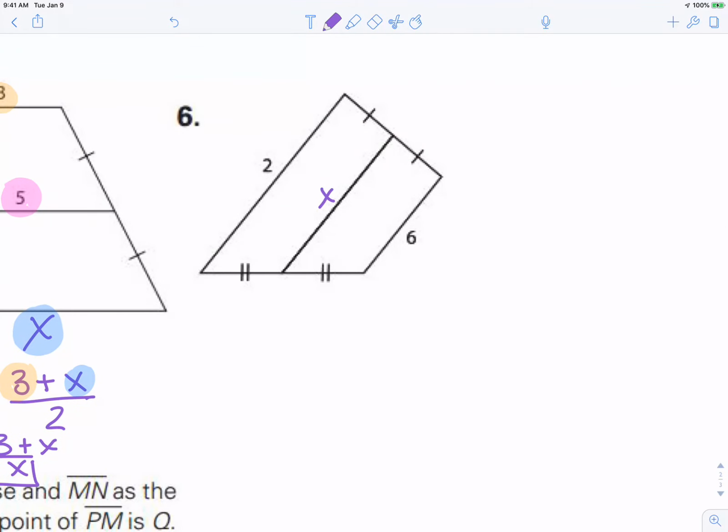And the last one, the mid-segment this time is x. It's equal to base 1 plus base 2 over 2. Multiply both sides by 2. No, I'm not going to do that. I'm just going to do 6 plus 2 is 8. 8 divided by 2 is 4.